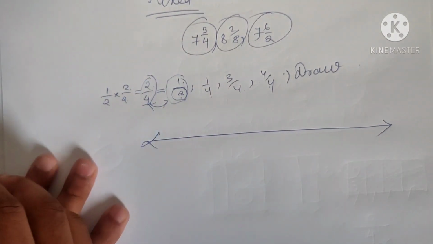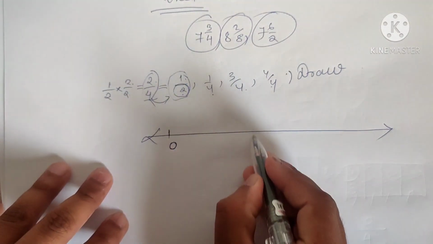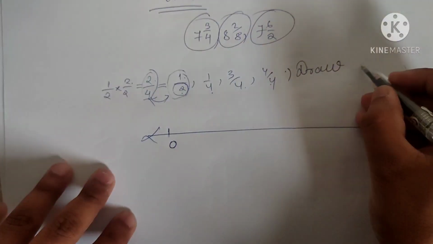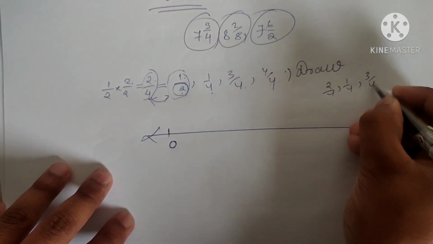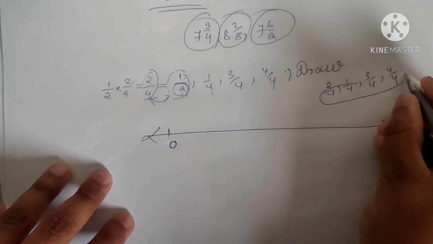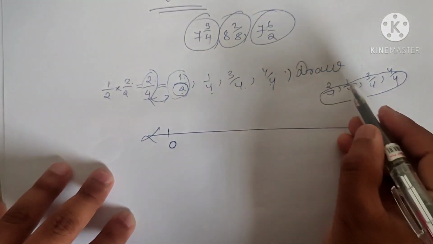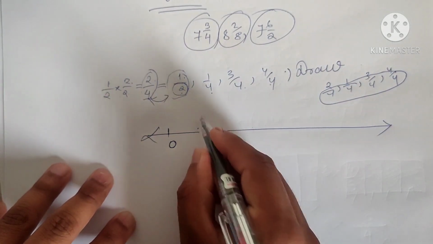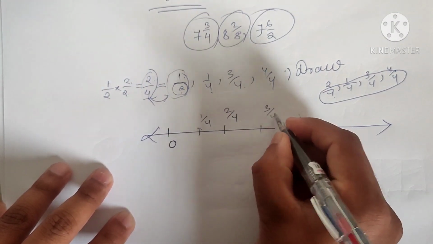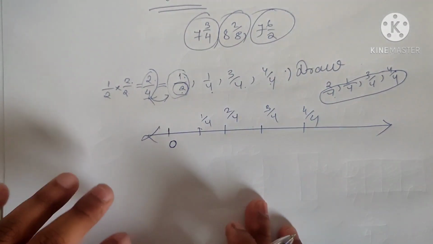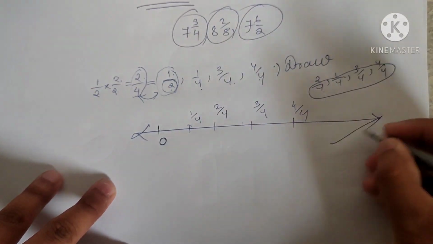So now we will try to draw the number line. You can start with 0, because there are no negative integers, so no need to write them. Now the given fractions are 2 by 4, 1 by 4, 3 by 4 and 4 by 4. All the denominators are the same, isn't it? Whichever is the smallest, you write first. 1 is the smallest, so here you write 1 by 4. Next 2 by 4, the second smallest. Similarly 3 by 4 and lastly 4 by 4. You start with the smallest and finish with the largest. In this way you will draw the number line.